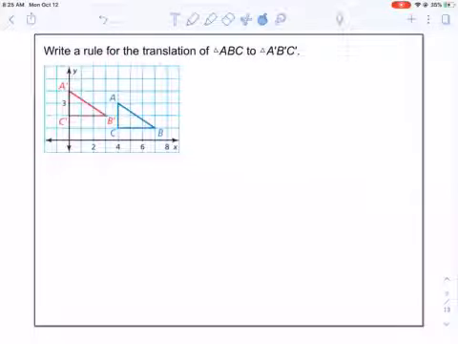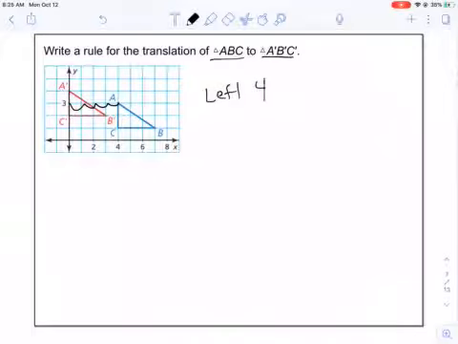All right. Now we might have to find a rule to go from ABC to A prime, B prime, C prime. So we're going from the blue to the red. Let's see. It looks like we're going 1, 2, 3, 4. So left 4, and then up 1.